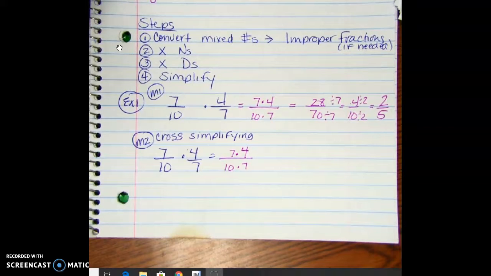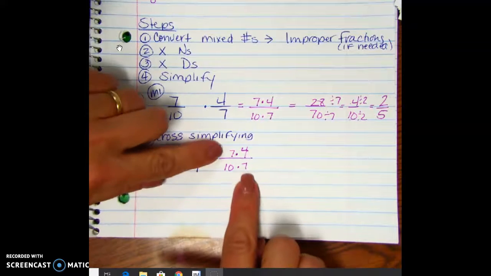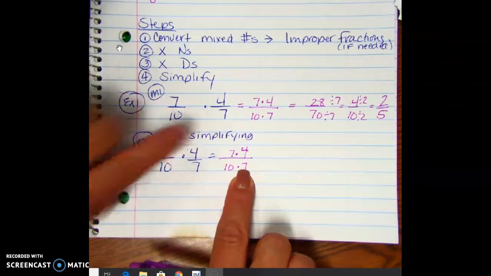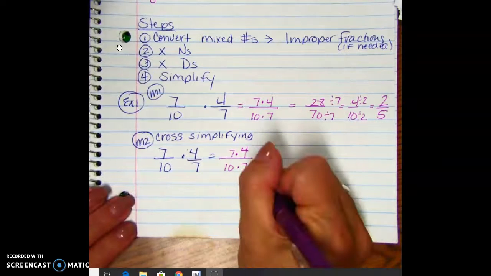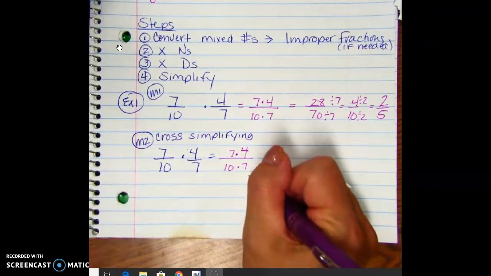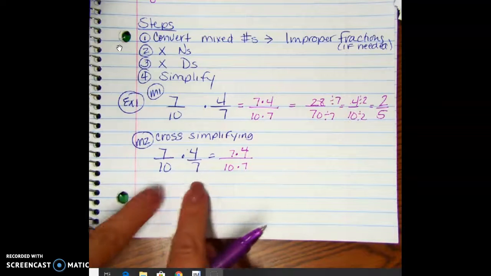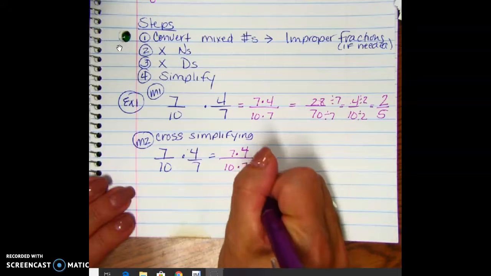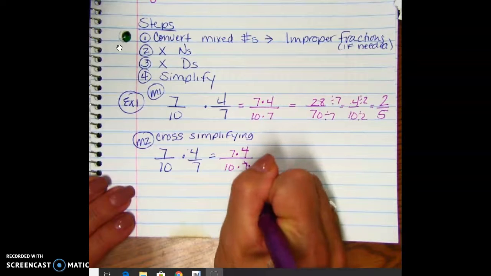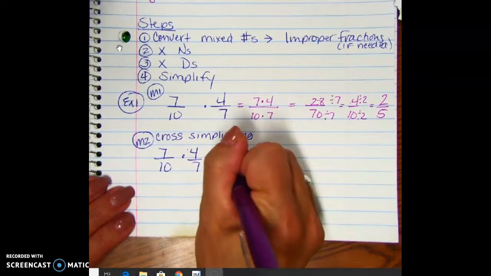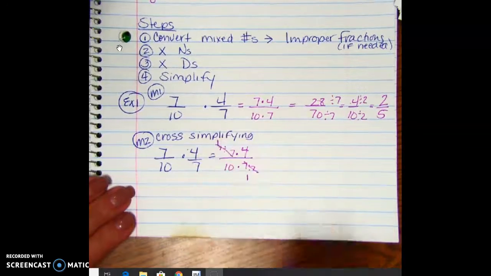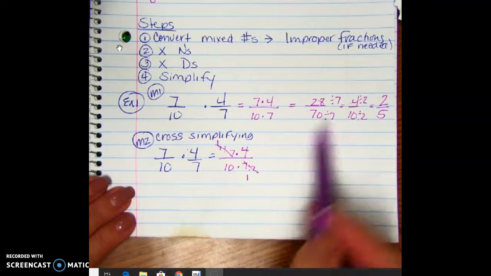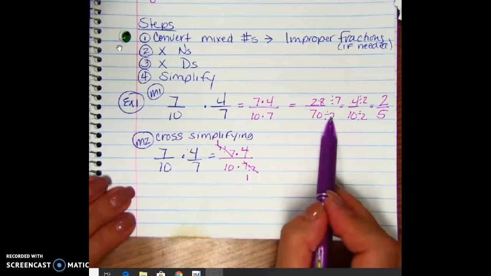Now here's what I look at. When I get to this point, I notice that the numerator and the denominator share the factor 7. So what I can do is I can get rid of that factor because remember, this is a division problem. So if I were to say 7 divided by 7, that equals 1. And then I would have 7 divided by 7, that equals 1. Well, guess what? 4 and 10 share a factor.